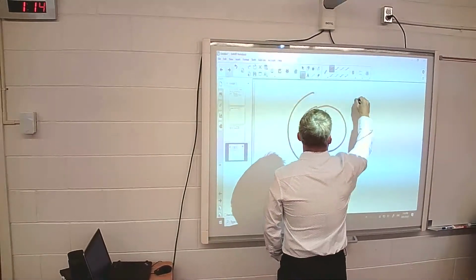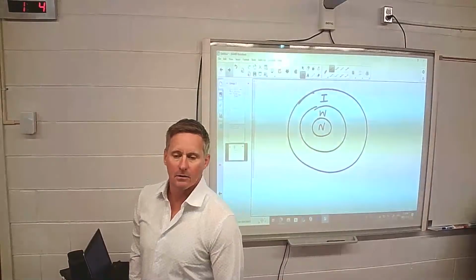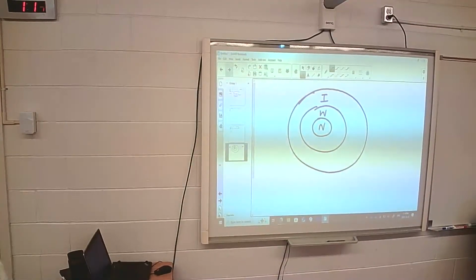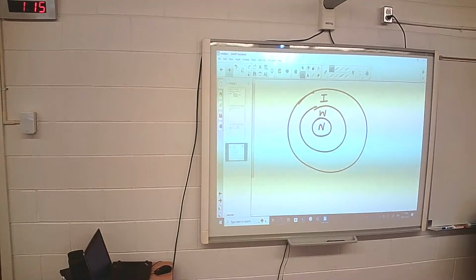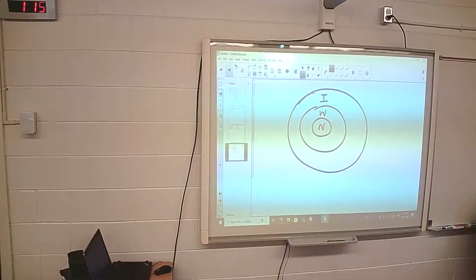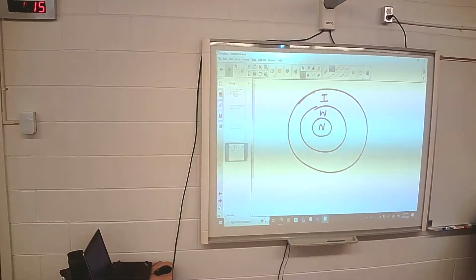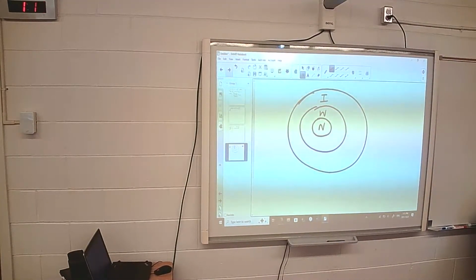Then I have that there, which indicates integers, which includes what now? Negatives. Now, are all integers natural numbers? Are all integers natural numbers? No. Are all natural numbers integers?